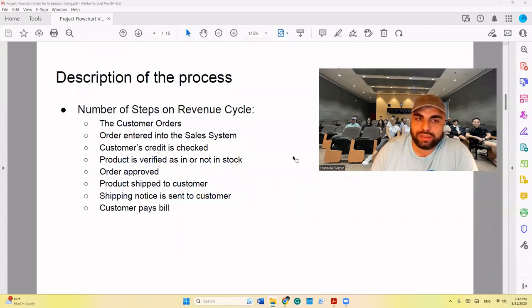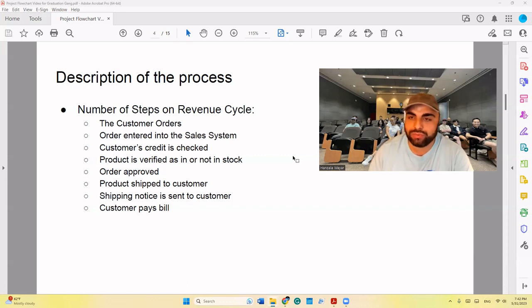Description of the process, number of steps in the revenue cycle: the customer orders. The order is entered into the sales system. We check customer credit to make sure that the customer has a sufficient amount of money in their credit card to purchase the order. We also check the credit to make sure that the customer has a good purchasing history. After that, we verify the product. We want to make sure that we have the right quantity and the right product in stock. And after that, we approve the order.